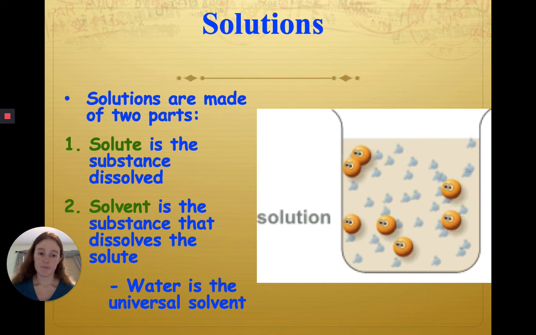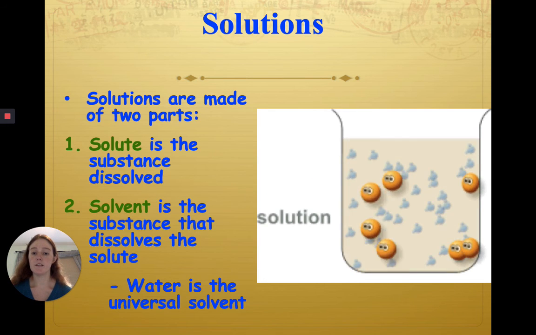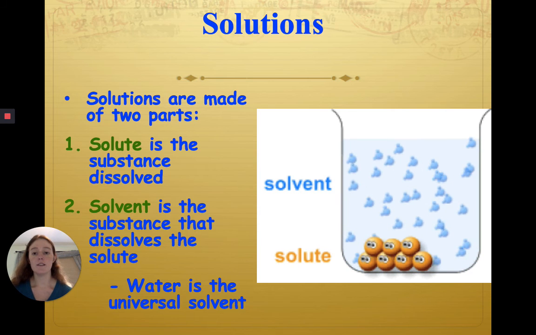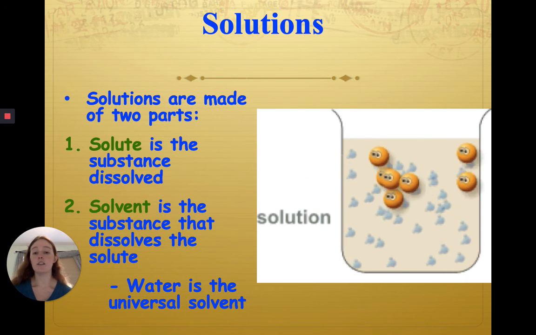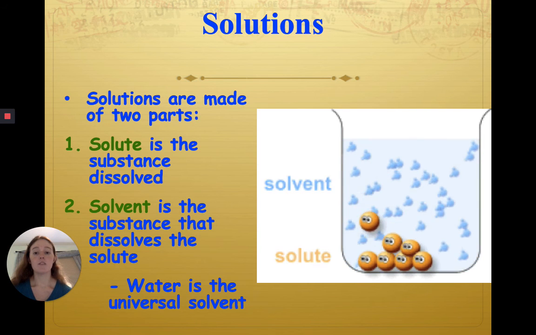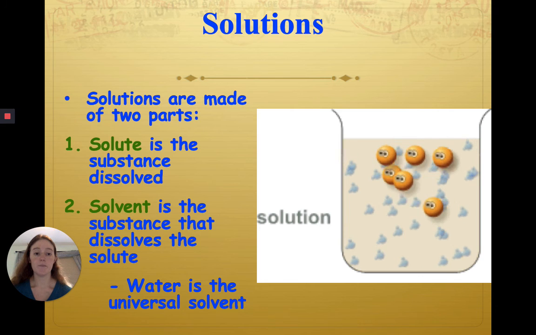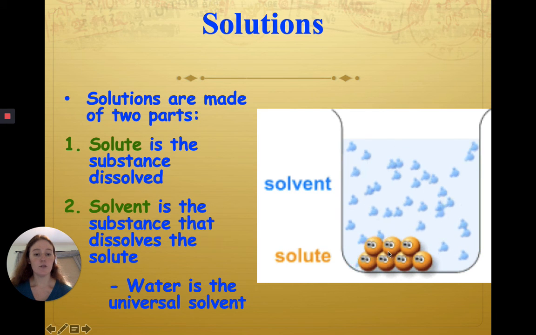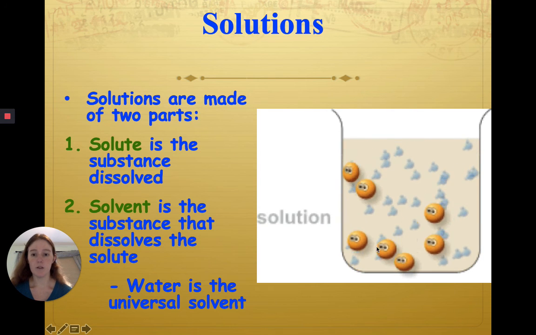Solutions. We're almost done. Solutions are made of two parts. There's a solute and a solvent. A solute is the substance that is getting dissolved. So if you are making sugar water, for example, the solute would be the sugar because you're going to be dissolving that in the water. In this example here, these little orange guys, those are the solute, and the solvent is like these little blue guys. It's representing water molecules.